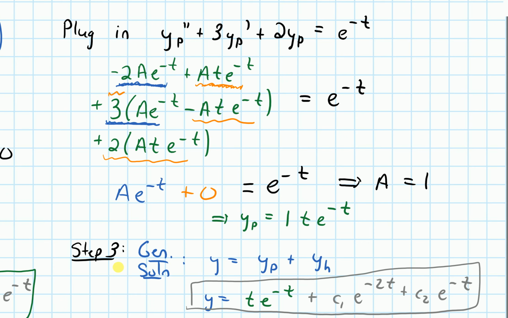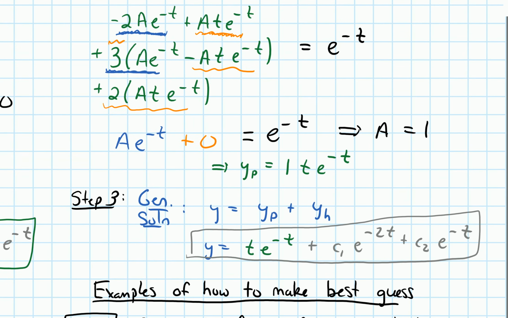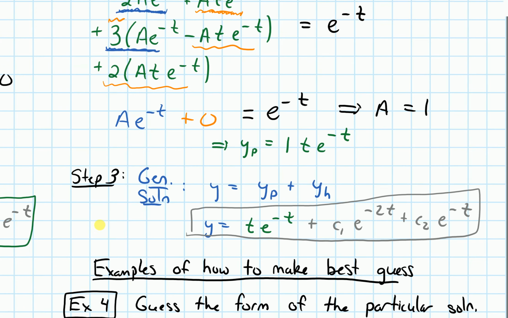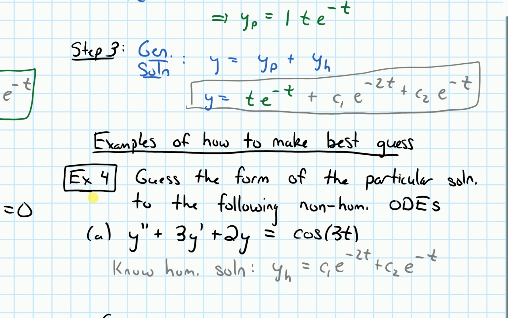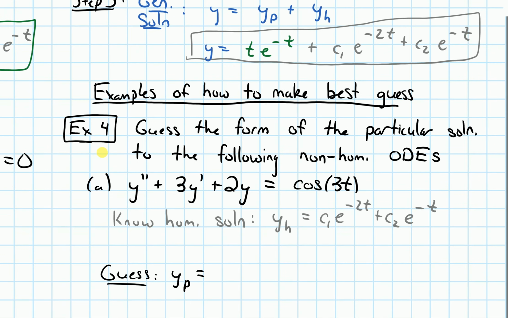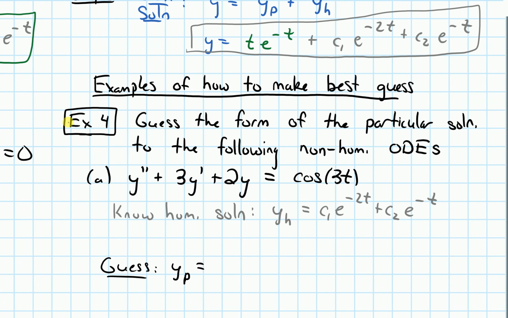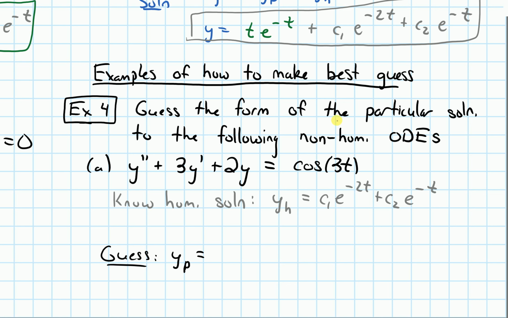All right. So what I want to do now is a series of examples, but just focusing on what our guess will look like, because that's often the most challenging part of these undetermined coefficient problems, figuring out what our guess should look like. After we have our guess, it's mostly just computation. So I want to guess the form of the particular solution. I'm just worrying about the particular solution to the following non-homogeneous ODEs.